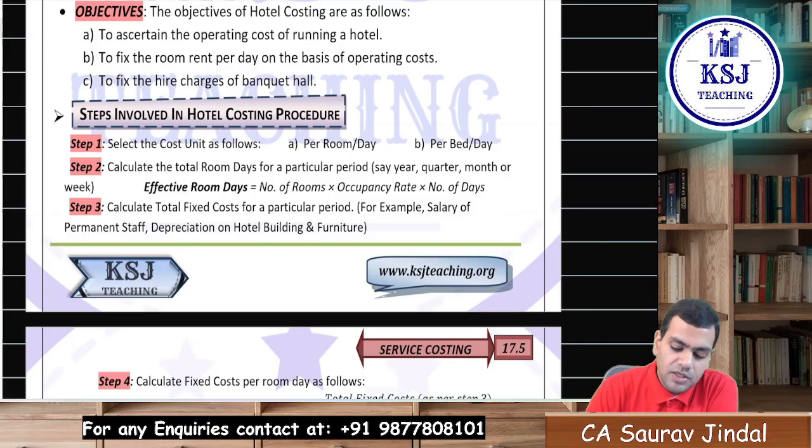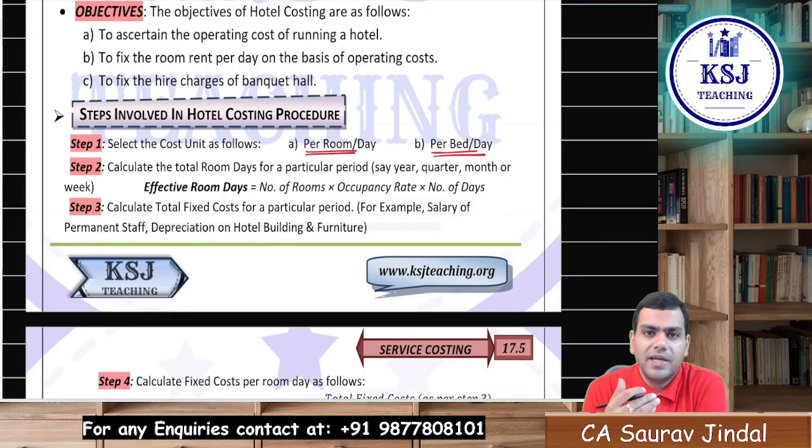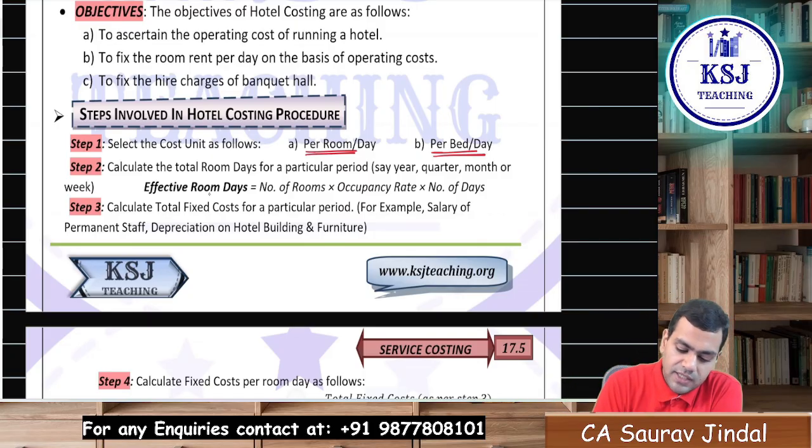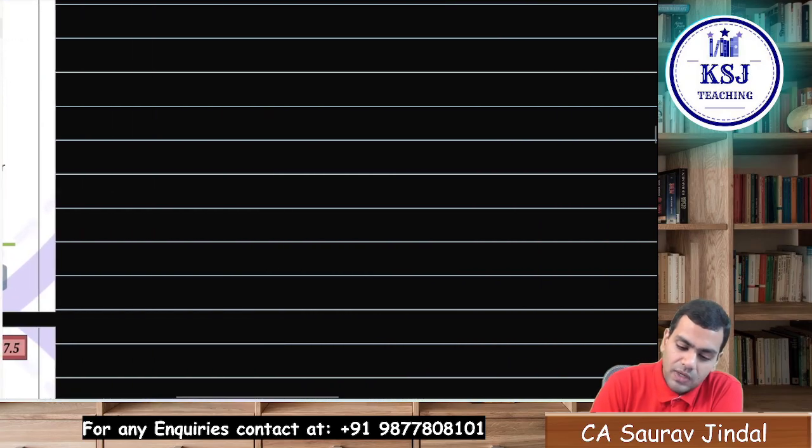Clear? So the cost unit can be per room per day or per bed per day. Per bed per day is normally used if you have the dormitory kind of thing, right? If there are 100 beds, the open room is there. In that case, you will have to identify the cost per bed per day. If it is a dormitory kind of thing. Otherwise, per room per day, in the hotels you must have visited. Again, you have to calculate what will be the cost.